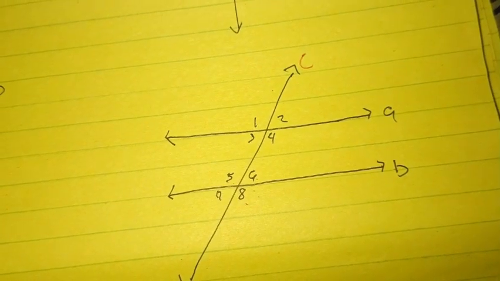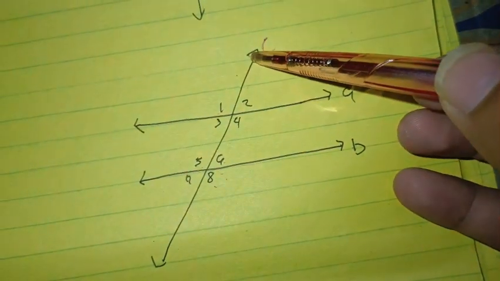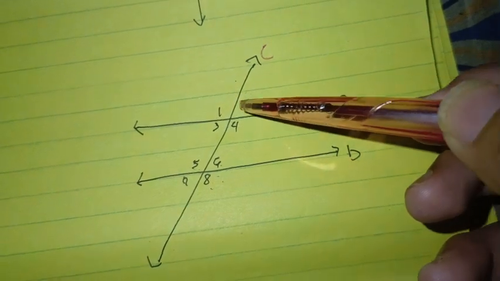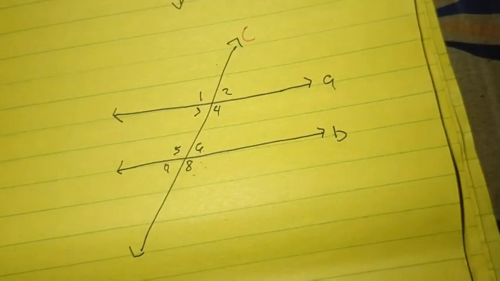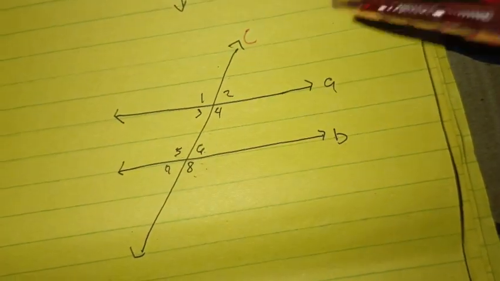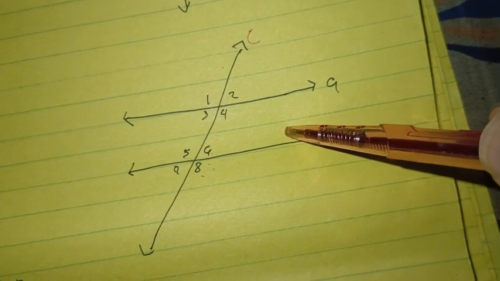So now we tackle the different types of theorem. The vertical angles theorem: when two lines intersect, the opposite vertical angles are congruent, like 1 and 4. Then the linear pair postulate: if two angles form a linear pair, then they are supplementary, like this one. They add up to 180.